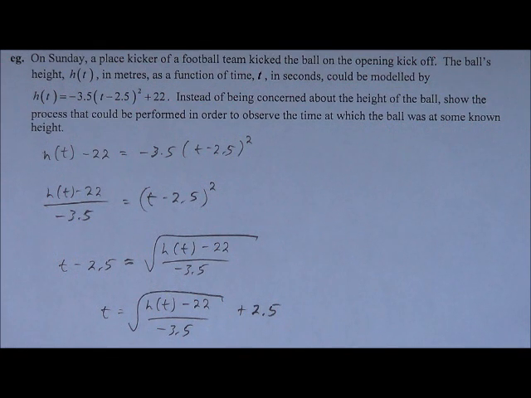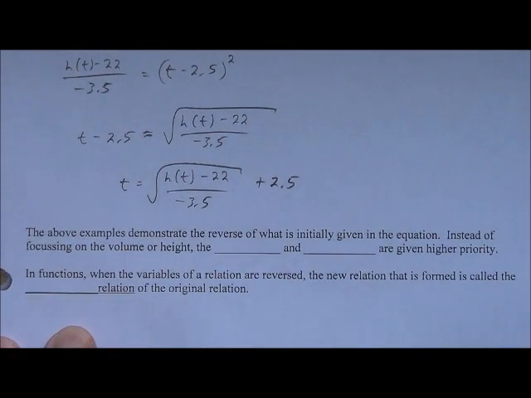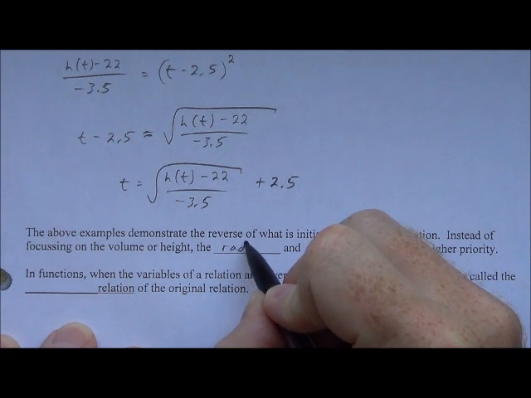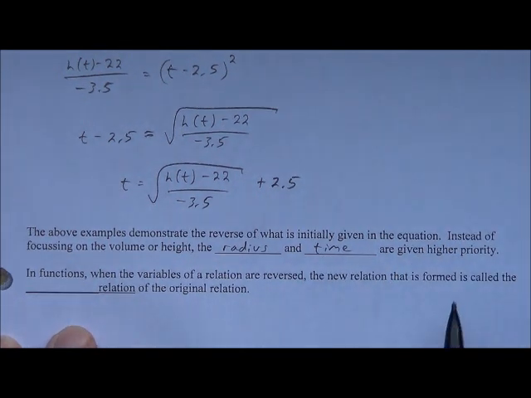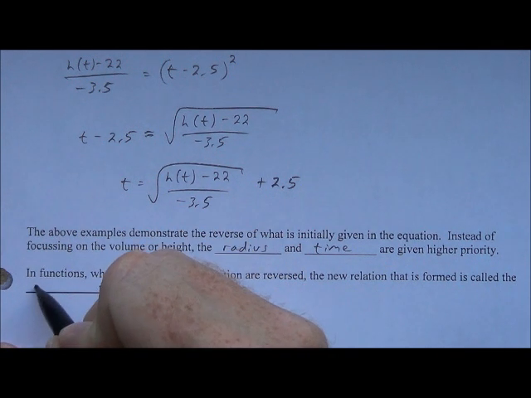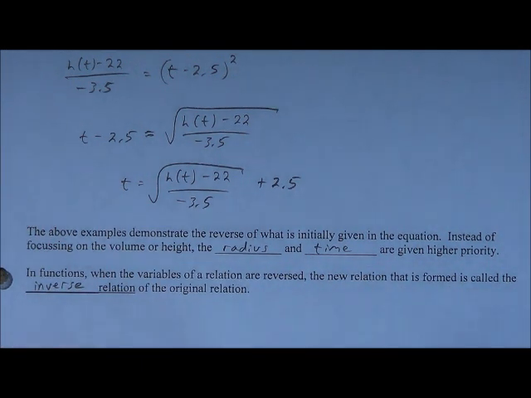Okay, and let's move along here. These above examples demonstrate the reverse of what is initially given in the equation. Instead of focusing on the volume or height, the radius and time are given higher priority. And functions of the variables of a relation are reversed. The new relation that is formed is called the inverse relation of the original function.